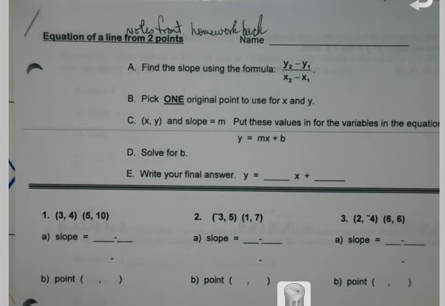Good morning. Today we're going to expand a little bit on what we've been doing for the past couple of days in class. We are going to go now from just having 1 point and the slope to having 2 points that we're working on with our equation of a line.